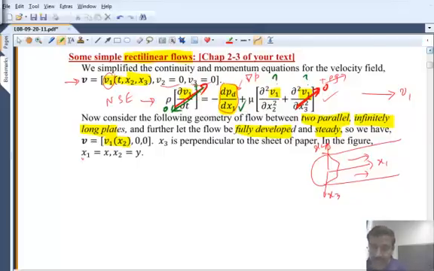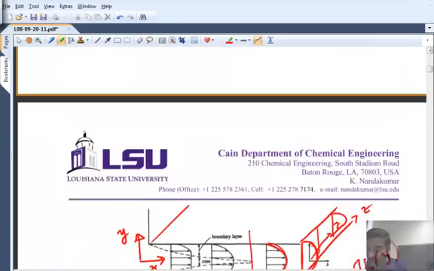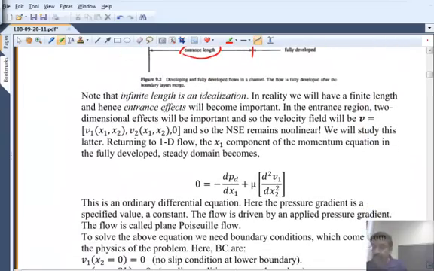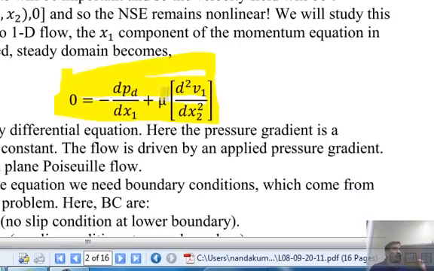So I'm treating x1 equals x, x2 equals y. This index notation to the normal Cartesian or cylindrical, you should be able to keep track of. Okay, so that equation simplifies to the following. This is the Navier-Stokes equation for a 1D flow between two infinitely long parallel plates at a finite distance from each other.